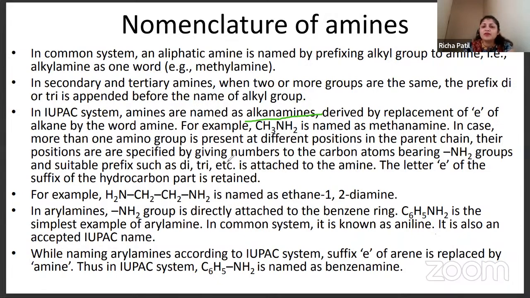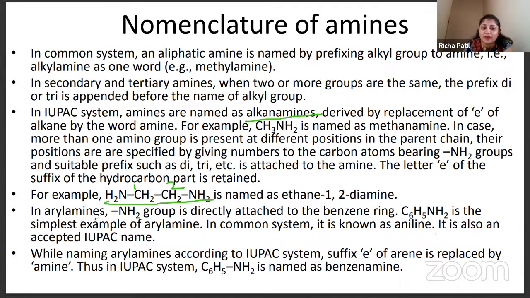So based on the number of carbon atoms bearing the NH2 group, you have to number the chain. And based upon the number of NH2 groups, you have to give the prefixes di, tri, etc. For example, you can see this example. What is the name? It is ethane-1,2-diamine. This is the first position, this is the second position. So it is ethane-1,2-diamine.